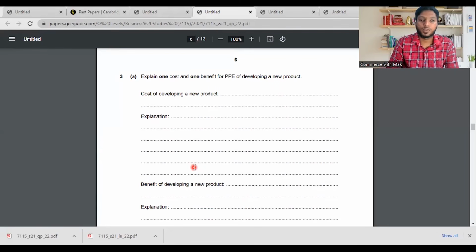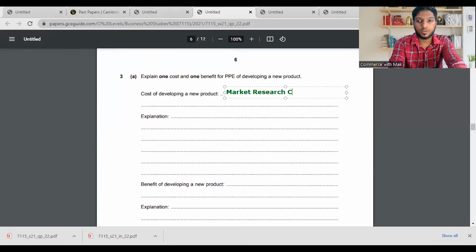Market research is very important. You can also write identify new ingredients, new parts of the product, or making a new product. They need to spend some sort of money, or maybe adding some features. They need to add some sort of cost. You can write anything what you feel, but I'll write market research cost. Okay, guys. So I'll write here market research cost.